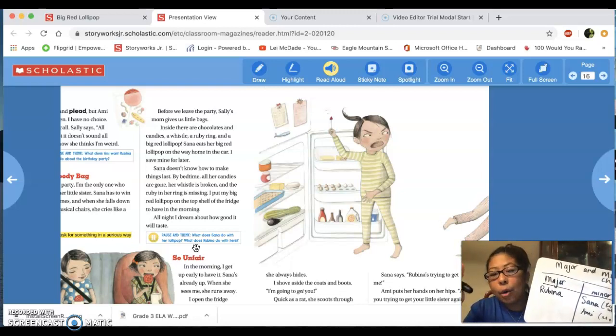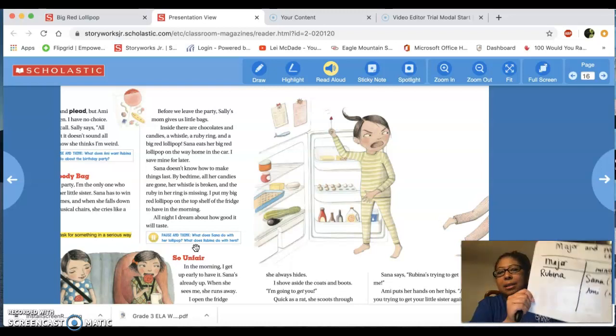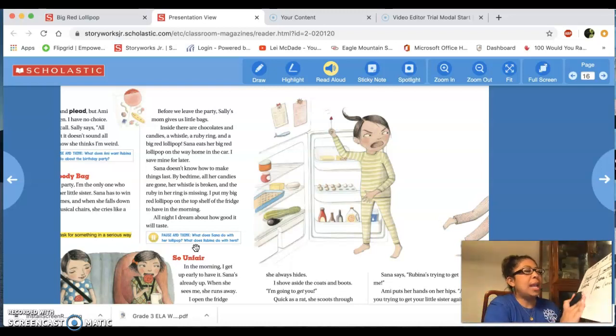I noticed probably how big siblings feel about little siblings, that Rubina is maybe a little irritated by Sana. So I'm looking at the interactions that they're having, Rubina and Sana. They mention how they were acting at the birthday party. So I'm going to mention the birthday party, and Rubina was a little irritated.